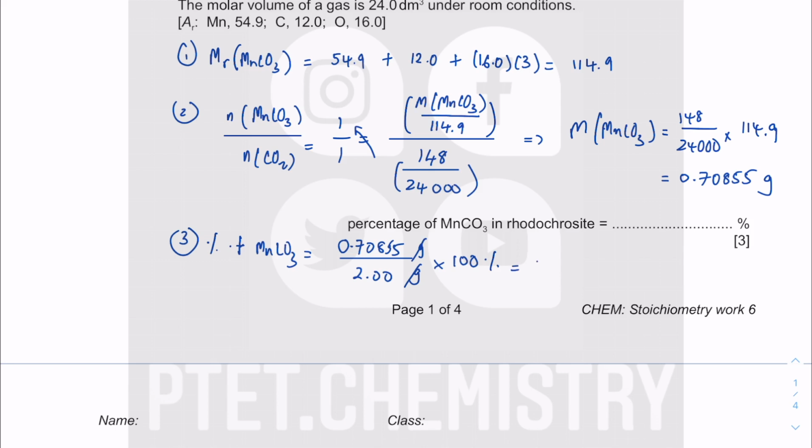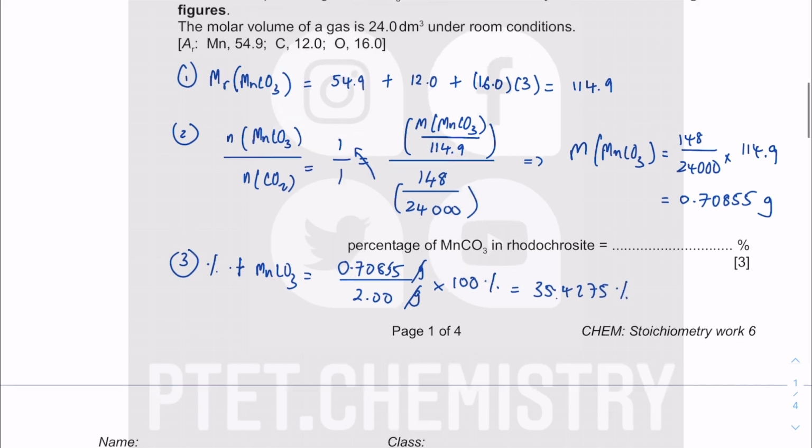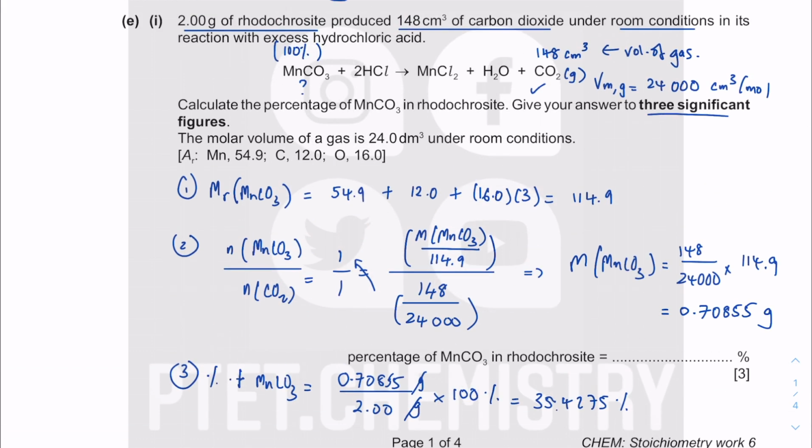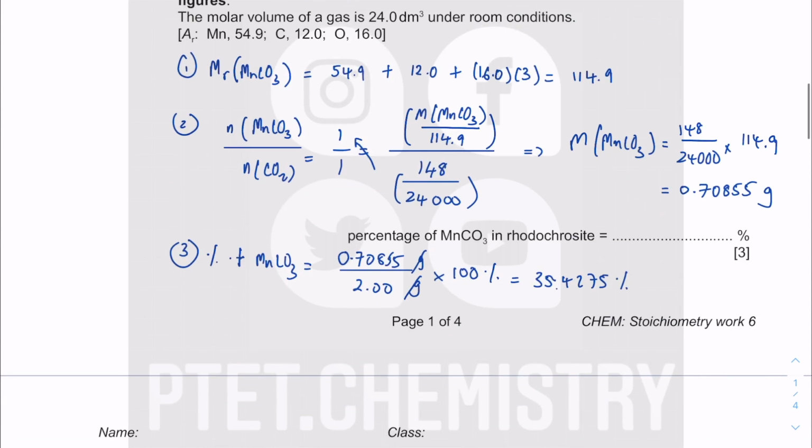I've got this exact answer, which is 35.4275%. However, they want your final answer to 3 significant figures. So this is 1, 2, and 3. So I'll look at the 2. This is lesser than 5. So this will be rounded to 35.4%. This is 3 significant figures.